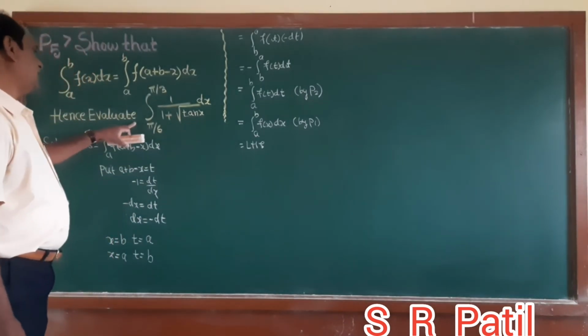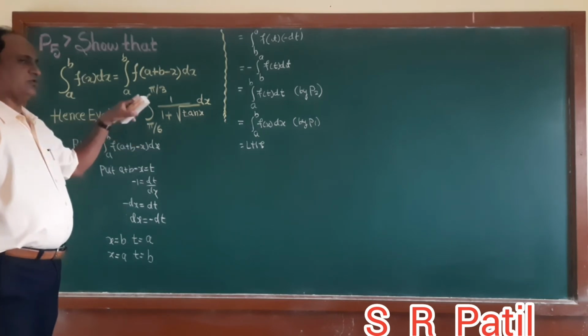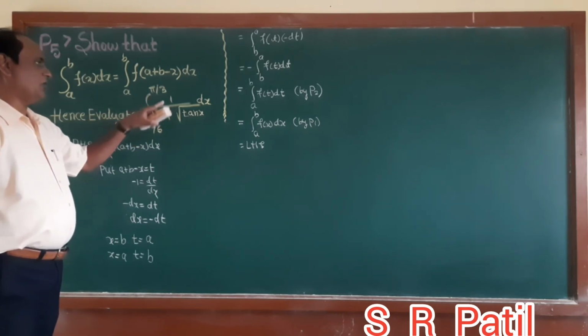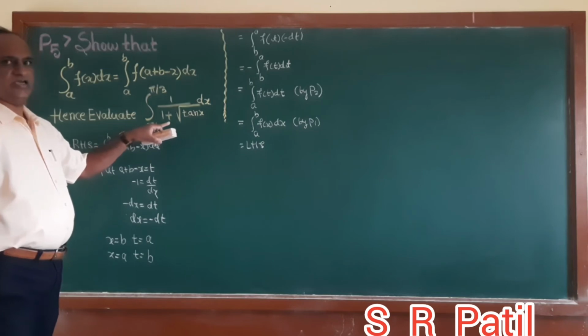Then come to the problem one. Evaluate the integral from minus pi by 6 to pi by 3 of 1 divided by 1 plus root of tan x dx. Let us calculate this value.